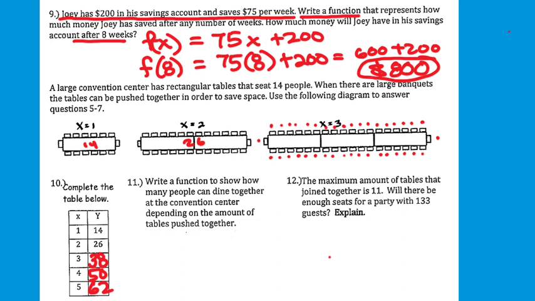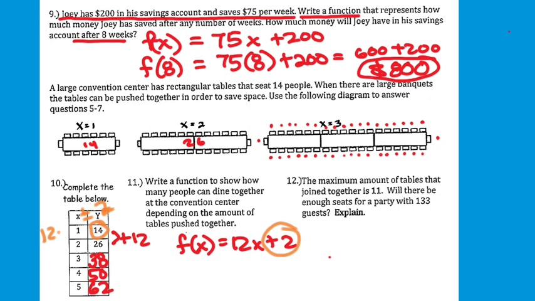Question 11 says use this information to write a function, right? Well, if it's going up by 12, we know we're multiplying by 12, right? But 12 times 1 is 12. To get to 14, we have to add 2, right? So let me just highlight this on here for you. If I'm multiplying here by 12, I still have to get to 14. So I have to add or subtract something to find the y value. In this case, I'm adding 2.